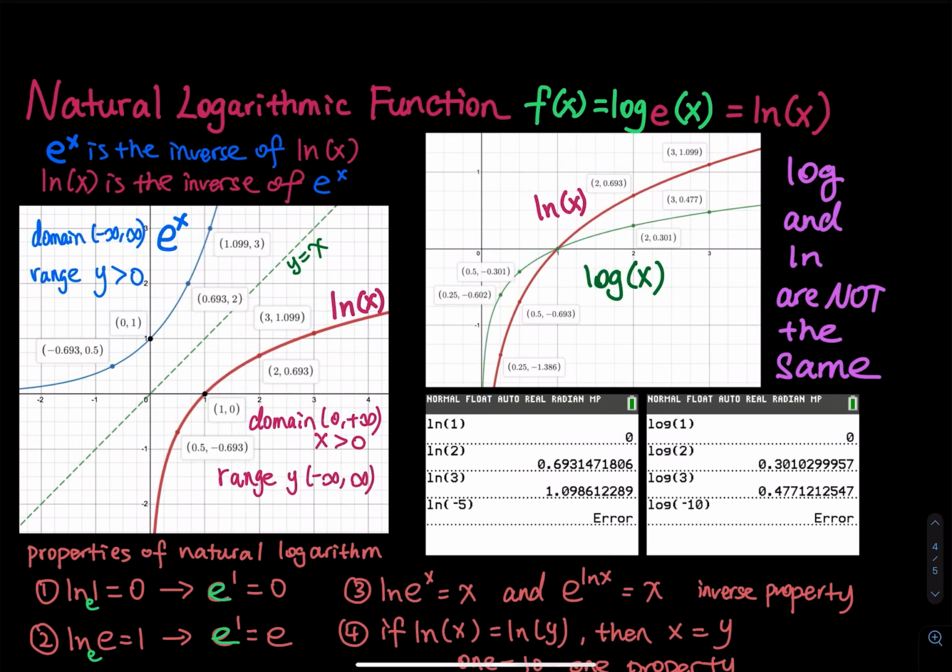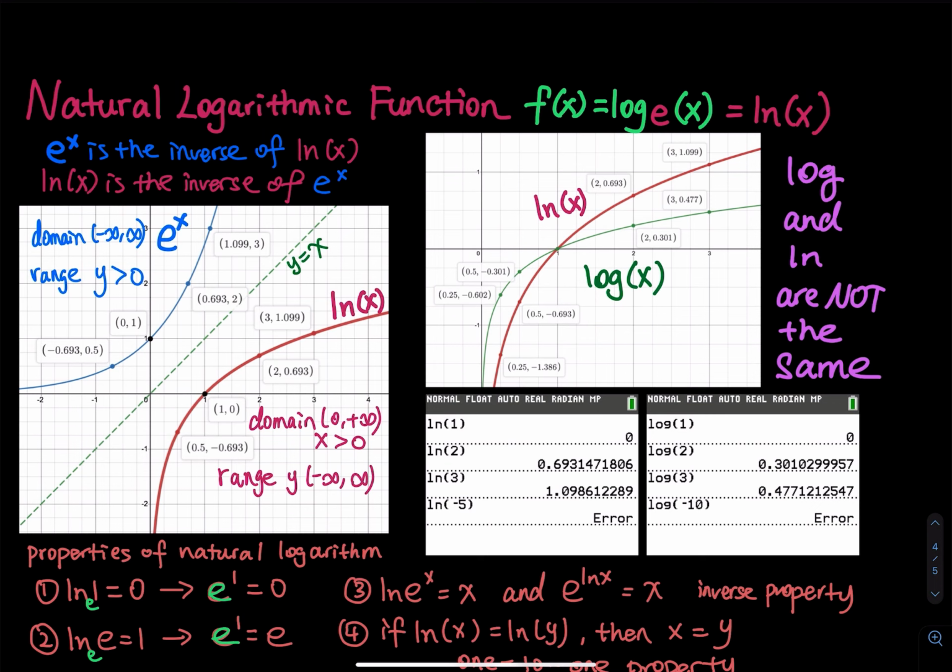Natural logarithmic function f of x equals log. This time we are using a natural base e of x. So when the base is e, the log base e becomes ln of x. We will just say ln of x. Now, what is the graph of ln of x? We are going to show you right now.